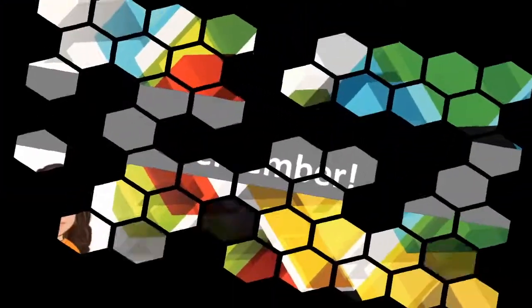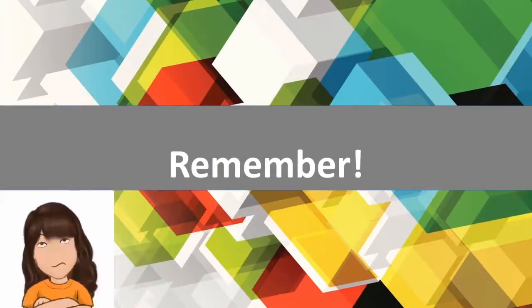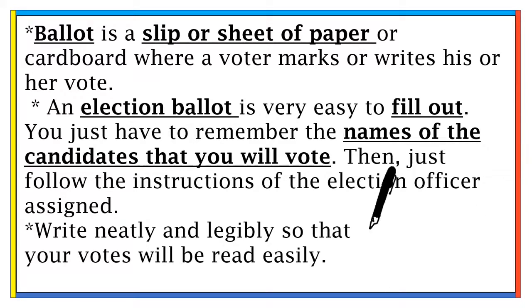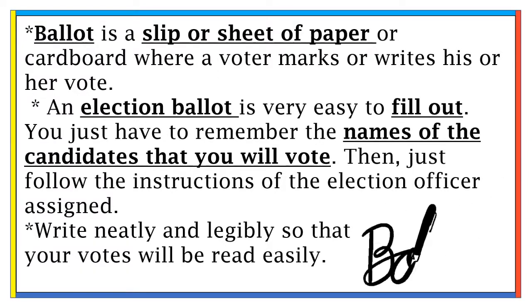Next, we should remember, a ballot is a slip or sheet of paper or cardboard where a voter marks or writes his or her vote. An election ballot is very easy to fill out. You just have to remember the names of the candidates that you will vote for. Then, just follow the instructions of the election officer assigned. Write neatly and legibly so that your votes will be read easily. So, of course, use a black ballpen.